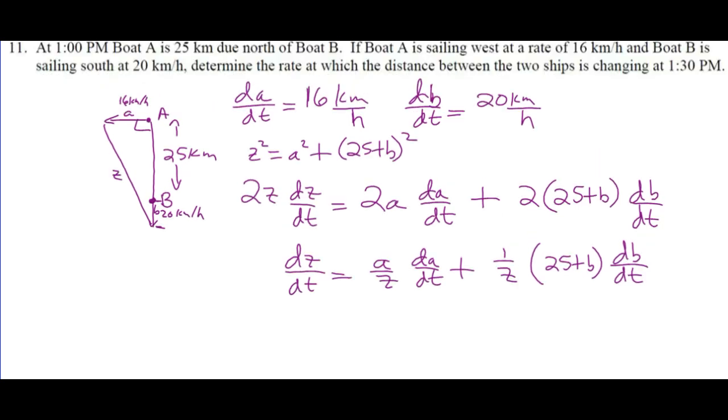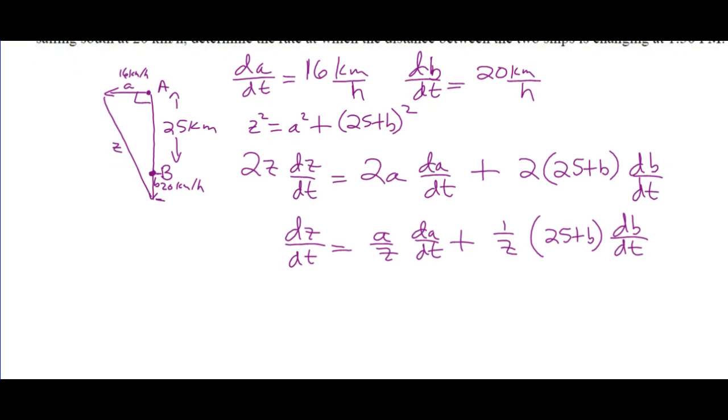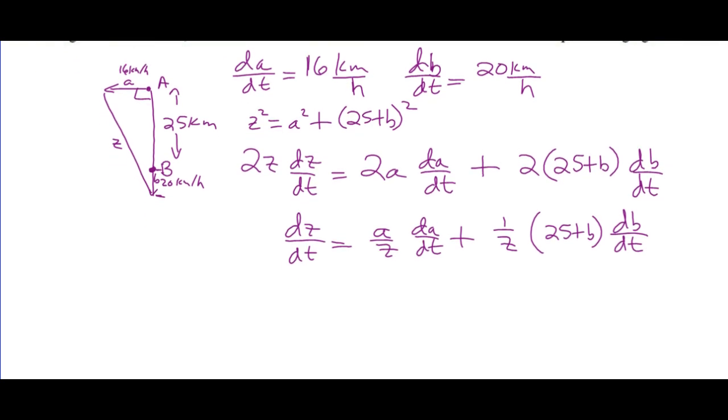All right, so what do we know? dA by dt, we know dB by dt. We are going to figure out what a is at half an hour, right? So in half an hour, how far did this go? So at 1:30, at 13:30, little a is equal to 8, right? So 16 kilometers an hour, but in half an hour, you've got 8 kilometers. This distance here, little b, what's little b? You're going 20 kilometers an hour for half an hour, so little b is 10 kilometers, right?